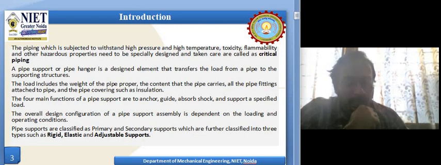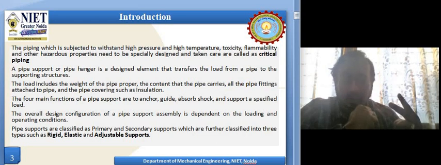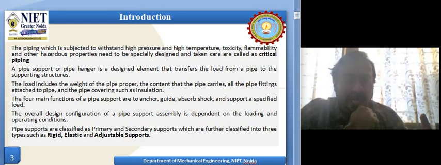Now, this pipeline is always supported with three types of support. One is anchor support, another is rest support, and another one is guide support. Most of these supports take the entire load of the pipeline. Also, they sometimes absorb the shocks as well as the thermal expansion in a particular direction.